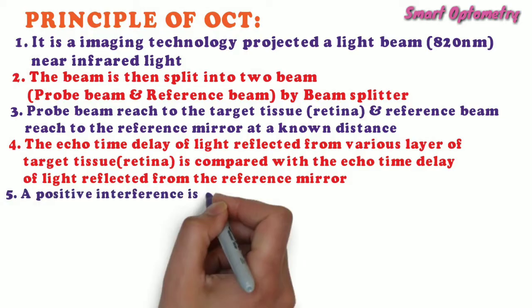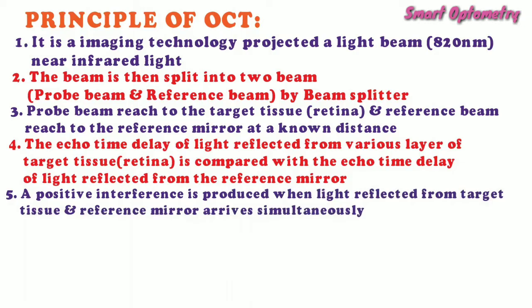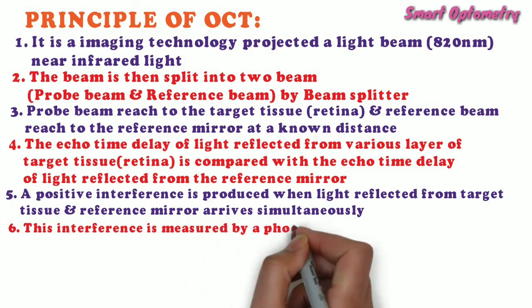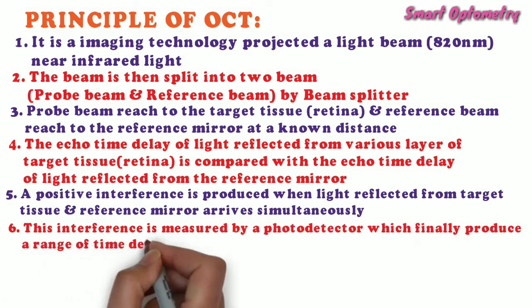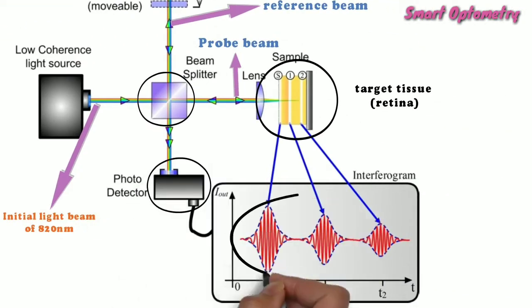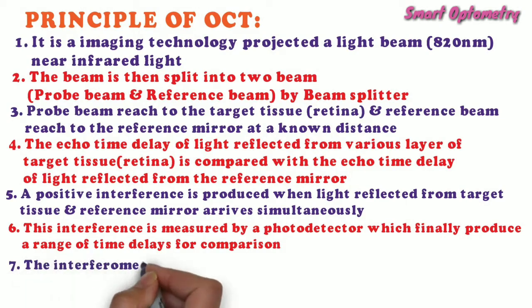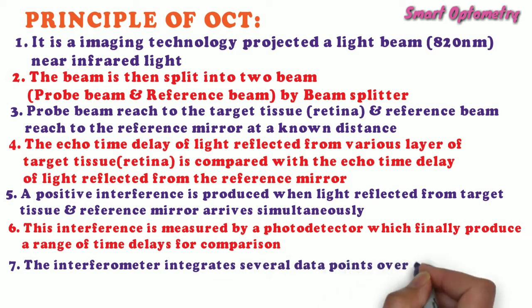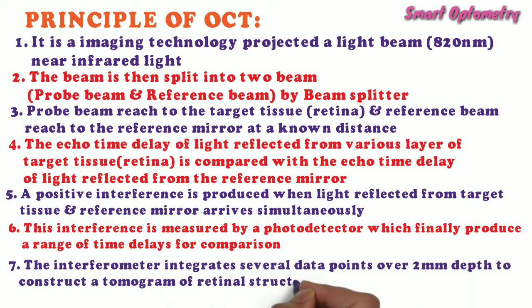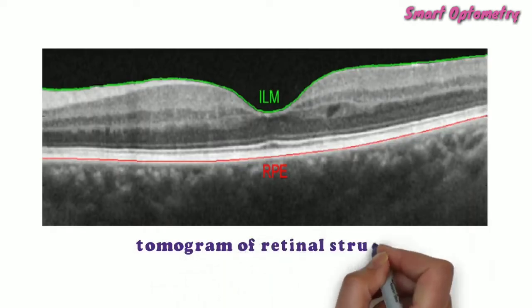A positive interference is produced when light reflected from target tissue and reference mirror arrive simultaneously. This interference is measured by a photodetector which initially produces a range of time delay for comparisons. Here this is the photodetector and these are range of time delays. Finally, the interferometer integrates several data points over 2 mm depth to construct a tomogram of retinal structure. Here this is a figure of tomogram of retinal structures.